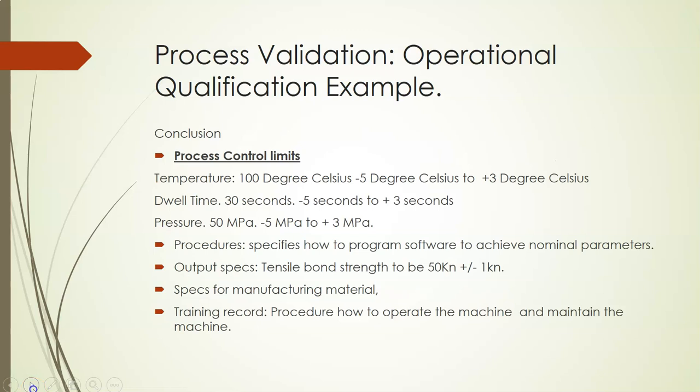So, what have we concluded? We determined the input process parameter control limits. As we can see, it is the following. The nominal temperature setting is 100 degrees Celsius with a lower control limit of 95 degrees and an upper control limit of 103 degrees Celsius. The nominal dwell time is 30 seconds with a lower control limit of 25 seconds and an upper control limit of 33 seconds. The nominal pressure is 50 megapascals with a lower control limit of 45 megapascals and an upper control limit of 53 megapascals.